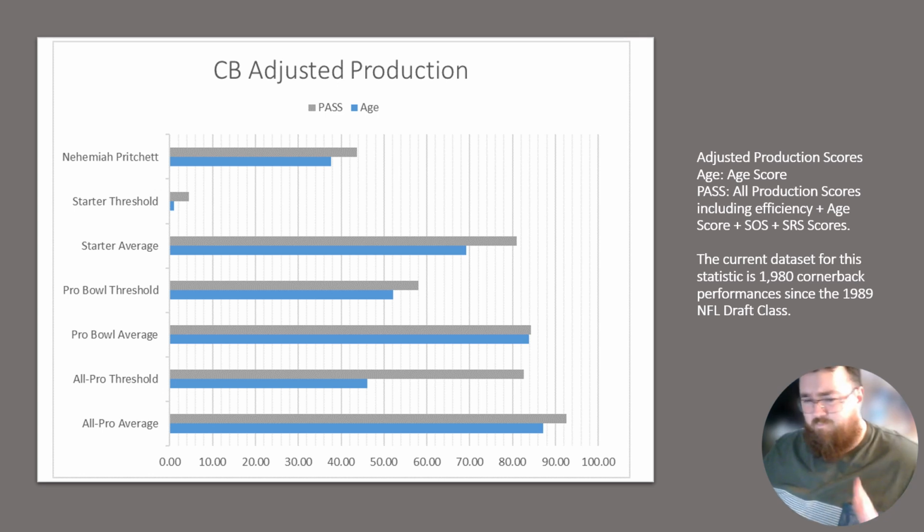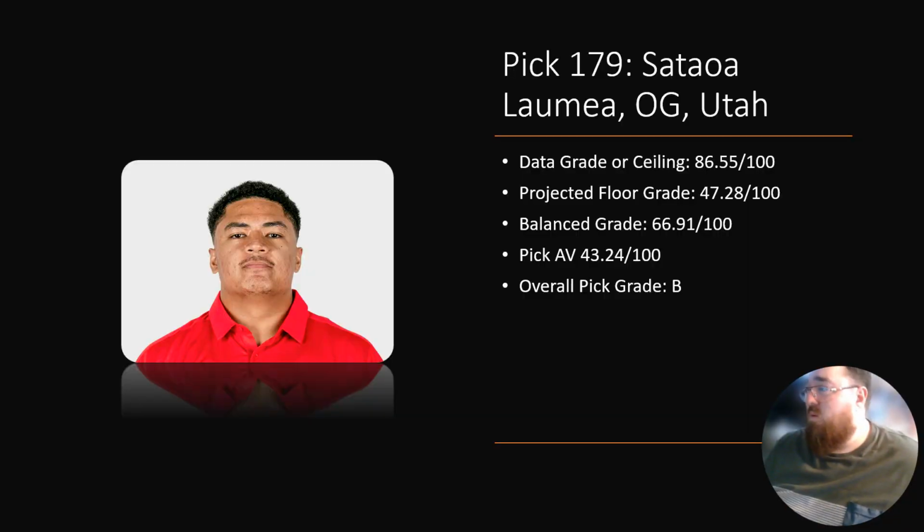Below average in terms of that particular area for him as well. So Nehemiah overall would be kind of an F grade. He does have some good traits in terms of speed, but the rest of his profile doesn't quite live up to expectations. Then, of course, you get to pick 179 and Lumia, offensive guard out of Utah.